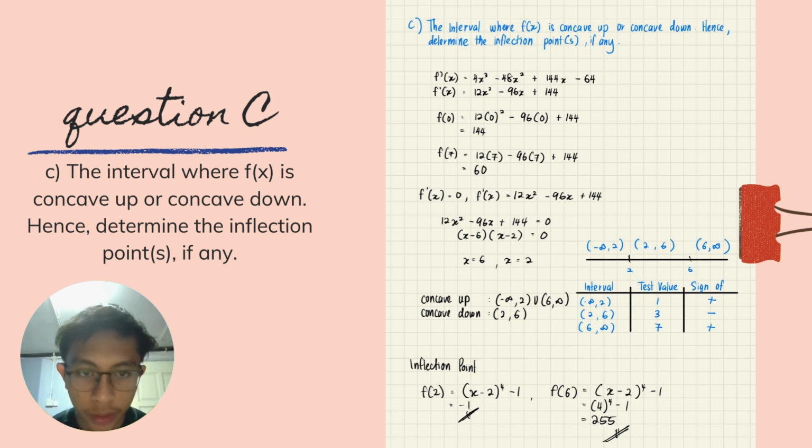After that, we need to make the test table to test the values, to show whether they are valid or not. So when we do the table, we get the concave up and the concave down values. For the inflection point, we just need to substitute into the equation from the first question with 2 and 6, which will give us -1 and 255.